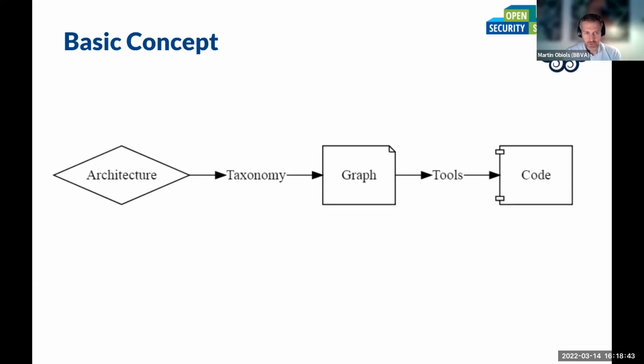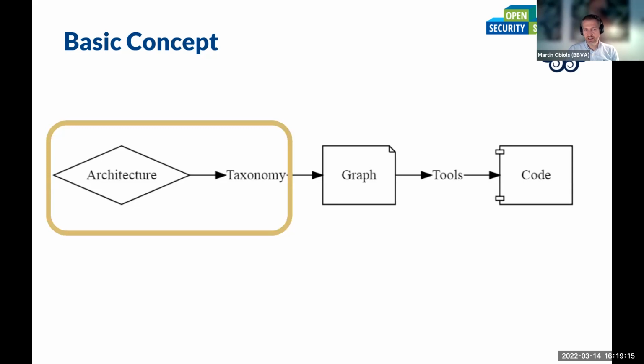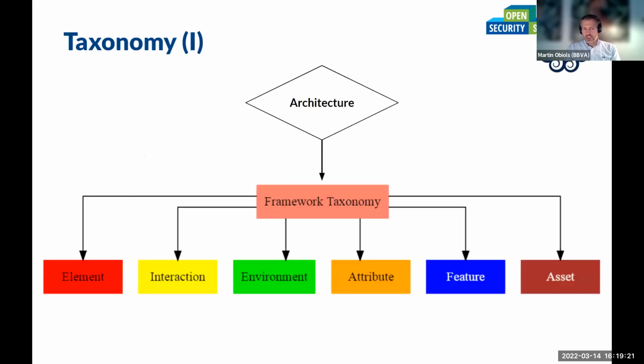So in a nutshell, the basic concept behind Sarlacc, behind the framework we wrote, is this process. We start with an architecture. We need to translate that architecture, with the help of a taxonomy, into a graph, and that graph will be managed with certain tools as code with regular text files. Okay, so let's try to piece this problem into smaller problems and start with translating general and generic architectures into graphs using a taxonomy. Okay, so the taxonomy we came up with is this one.